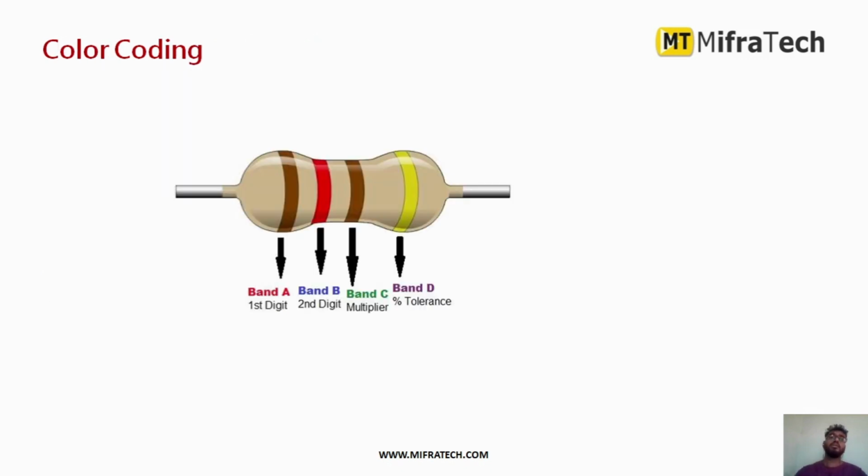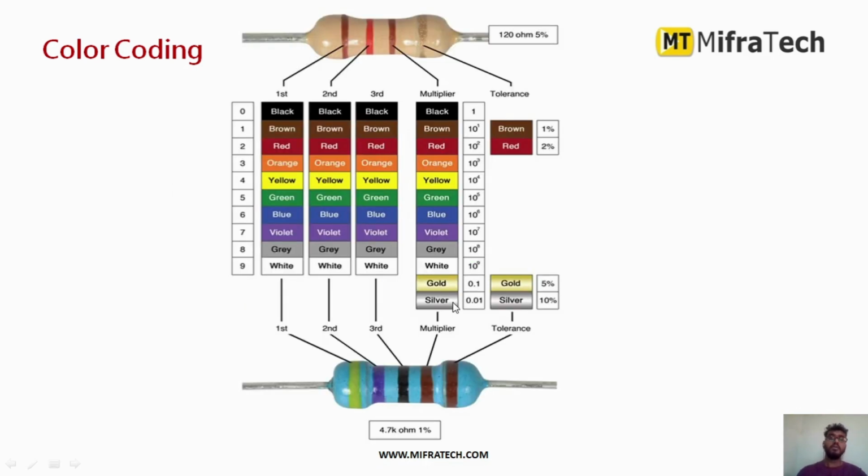Now color coding. On a resistor you can normally see different color bands, and using those color bands we can determine the value of the resistor. The first band is the first digit. The second band is also used for a number, the second digit. The third band is mainly used for the multiplier, and the fourth band is for the percentage of tolerance. So this is the color coding map of resistance.